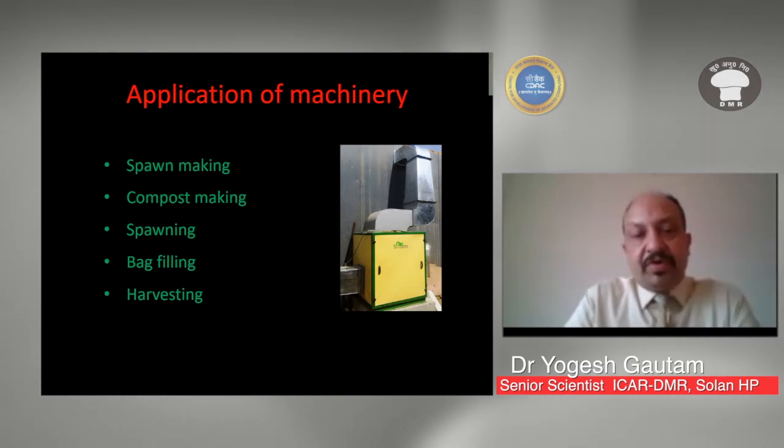Then in compost making also, you have to use machineries like turners, mixers, and then in spawning also, you can make automatic filling of these bags. And then if you are growing mushrooms in tray forms, harvesting can also be done mechanically through robots. So in all these works related to mushroom cultivation, machineries are being used.